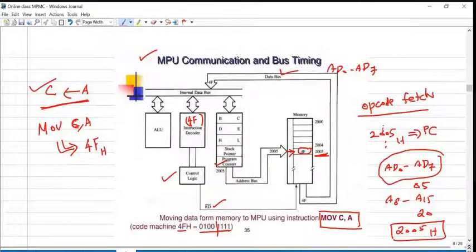So, MPU communication and bus timing. Yesterday, with one example, we discussed that we assumed 2005 is the address location, and the opcode 4F is stored. What operations are involved during this opcode fetch? Opcode fetch is also similar to reading data from the memory. The control logic issues the read signal, and then it places the opcode on the internal data bus, and then to the instruction register, followed by the instruction decoder.